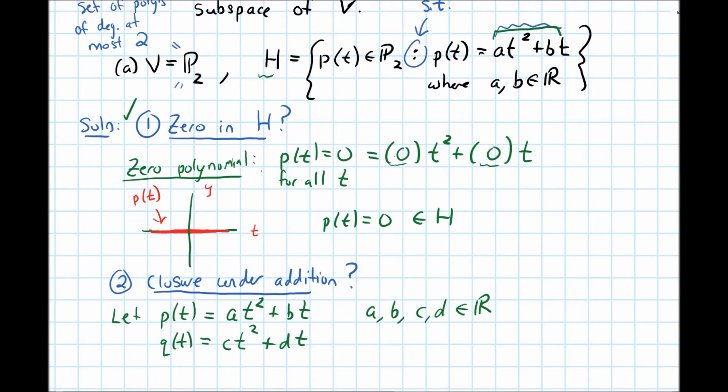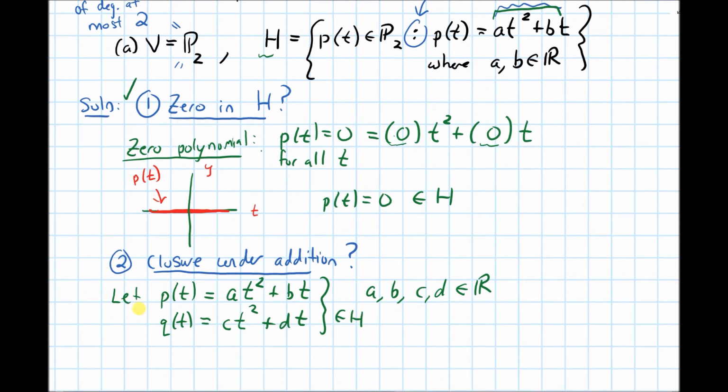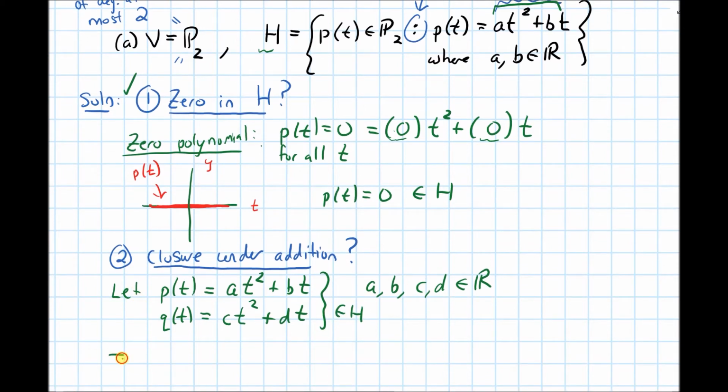Okay, so both of these things are in H. And now I need to add them together and see if, when I add them together, it's still going to be in H. So if I add these and get P of t plus Q of t, so we've done stuff like this in the last video. But when I do that, I will get a plus c times t squared plus b plus d times t. And this has this form. It's something times t squared plus something times t. So this is in H, which means closure under addition is satisfied as well.